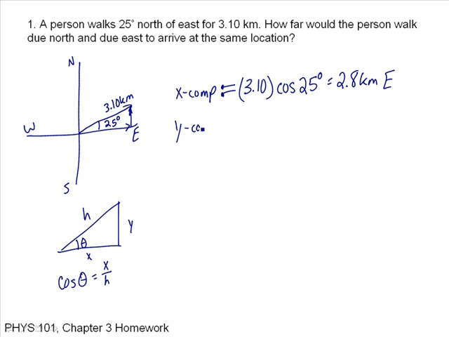The y component is equal to, here I have the sine of the angle theta is equal to opposite over hypotenuse, so that's y over h. So y then is equal to the hypotenuse, which is 3.10, times the sine of the angle theta. So that is 1.3 kilometers to the north. So the person will get to the same destination if he walks 3.1 kilometers at 25 degrees north of east, or if he takes these two legs, 2.8 kilometers east and 1.3 kilometers north.